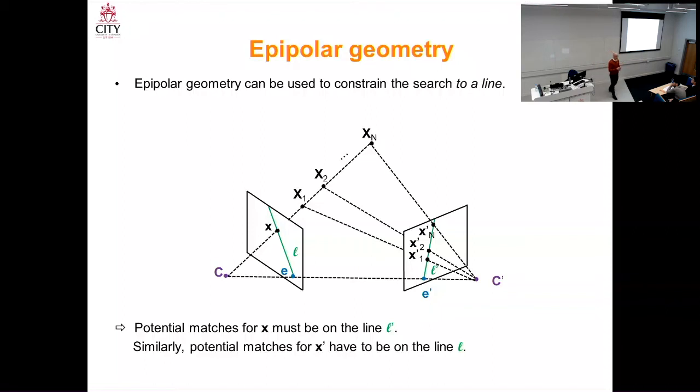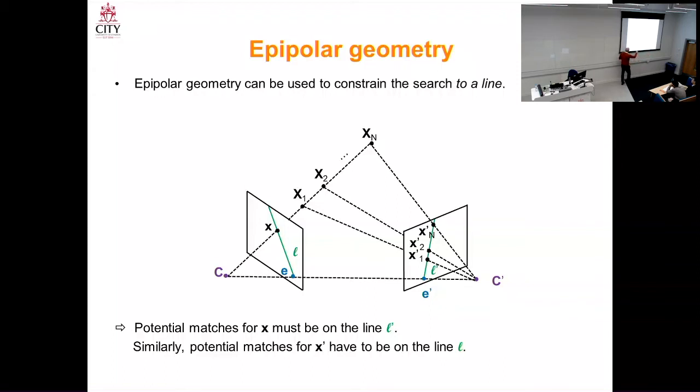Do you have questions? Explaining how the line is defined. Yeah, so the line is defined based on these three points, actually. So you've got the center of projection in the left image, okay? You've got the center of projection in the right image, okay?